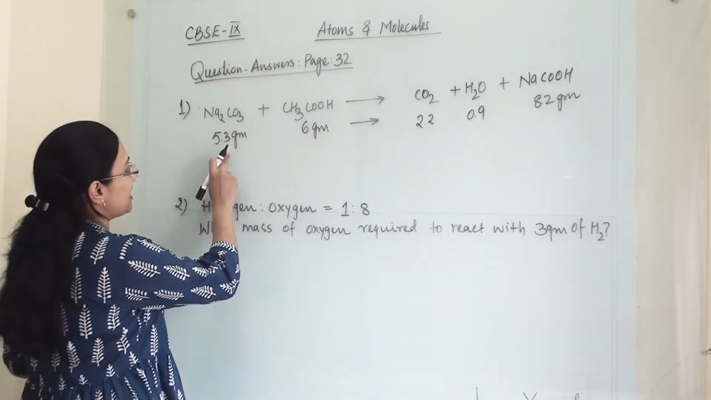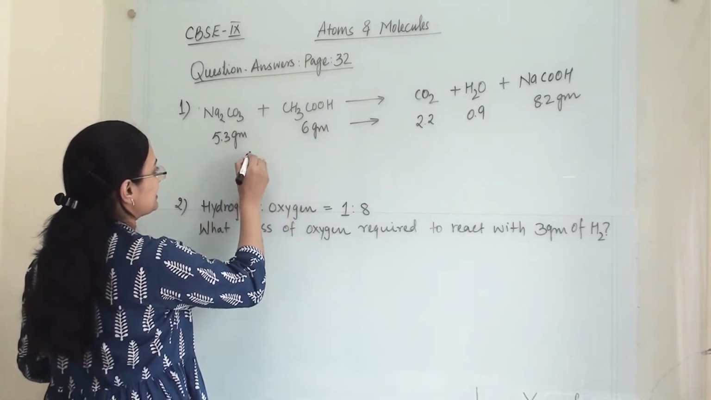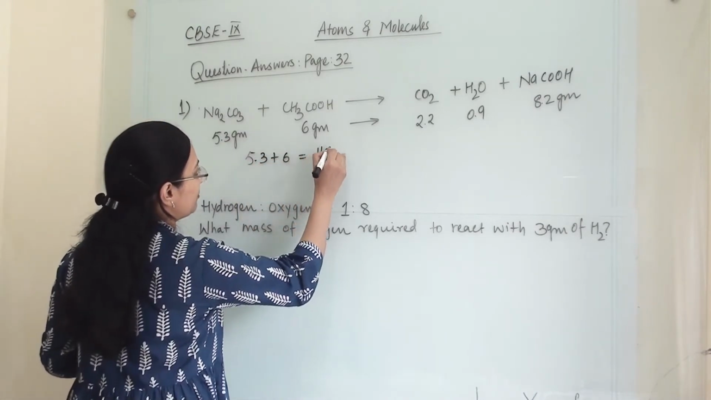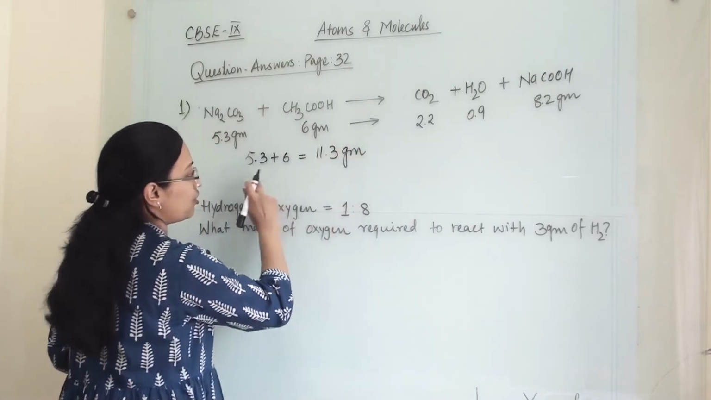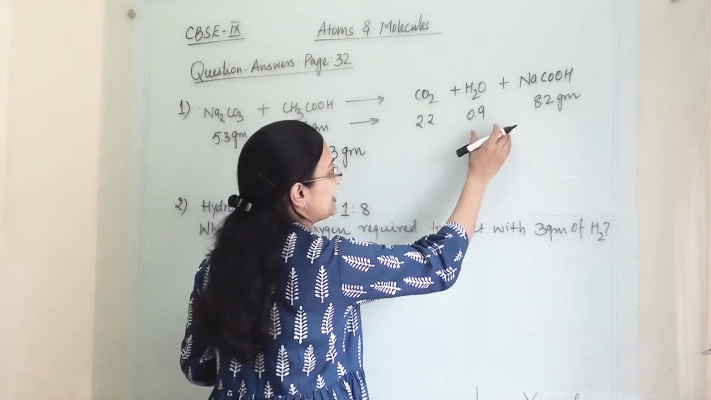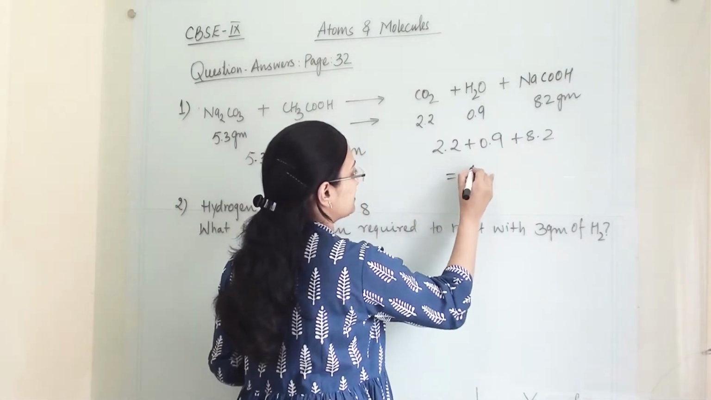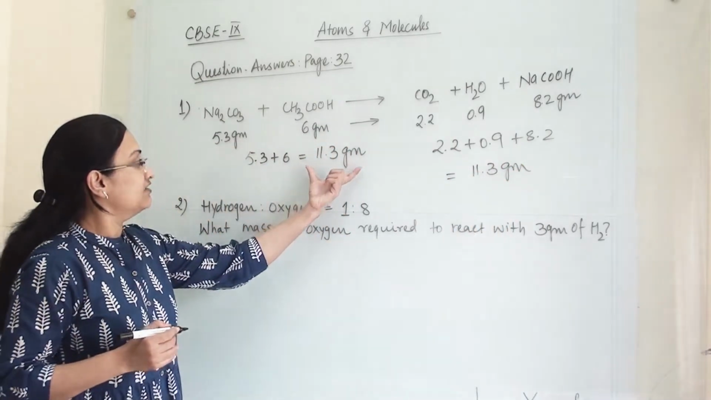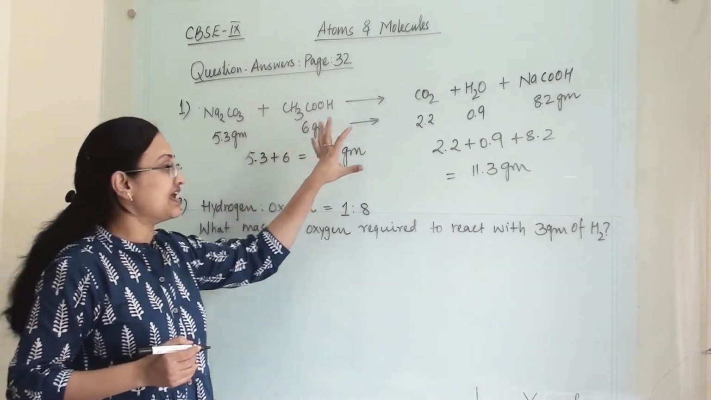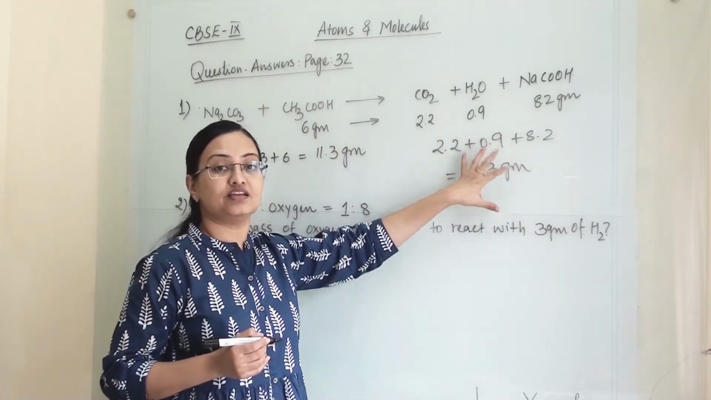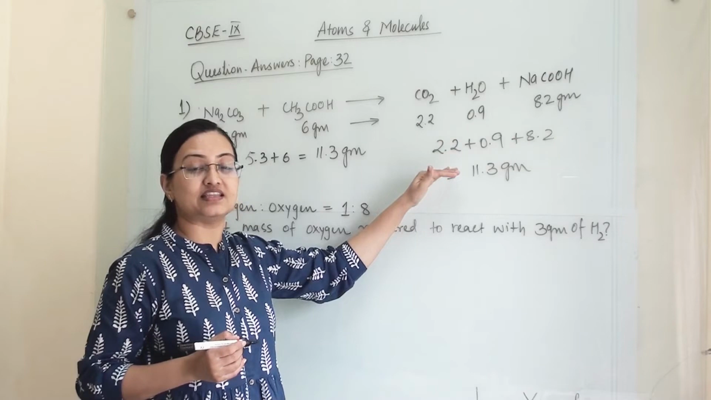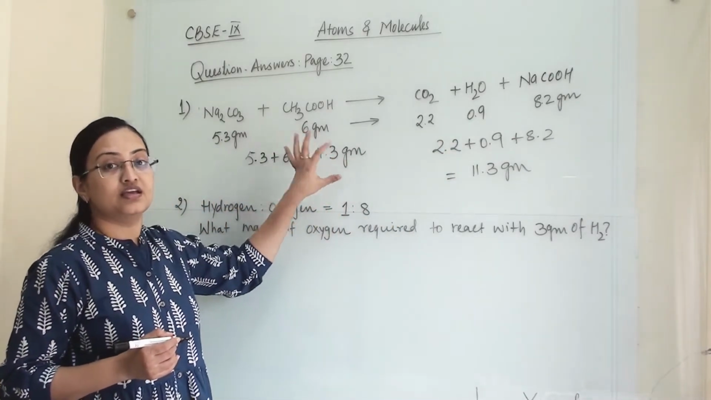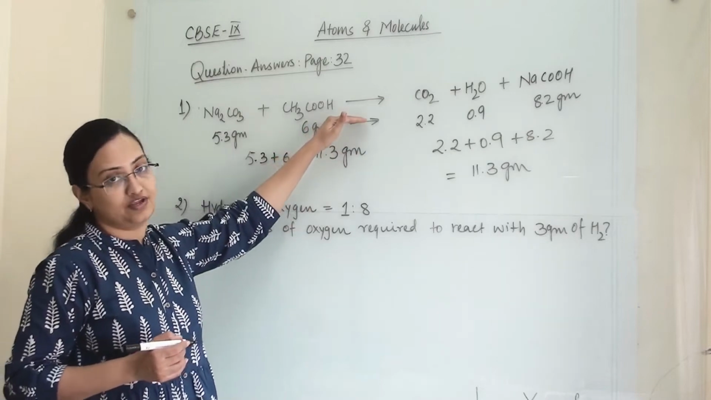So here we are adding 5.3 and 6, so we will get 11.3 gram total of reactants. Now here we are adding these, we will get 11.3 grams. So here we can see that the weight of reactants and the weight of products are equal, they are the same. So we can say that yes, the law of conservation of mass holds true for this reaction.